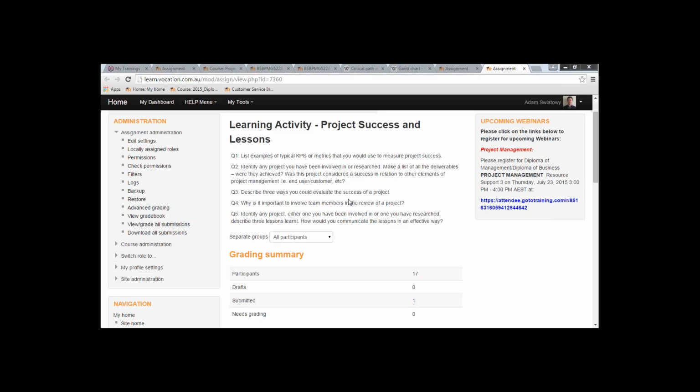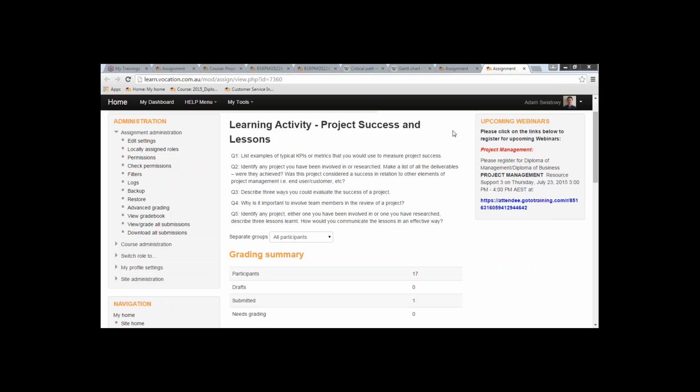Okay. Now we've talked question 4. We actually talked about this a little bit in other sessions. Why it's important to involve team members in the review of a project. So this is actually talking about at the end. We talked about the need to involve team members at the start of a project. We've talked about the need to involve team members at all stages of a project, but we also talk about the need to involve them in the review.